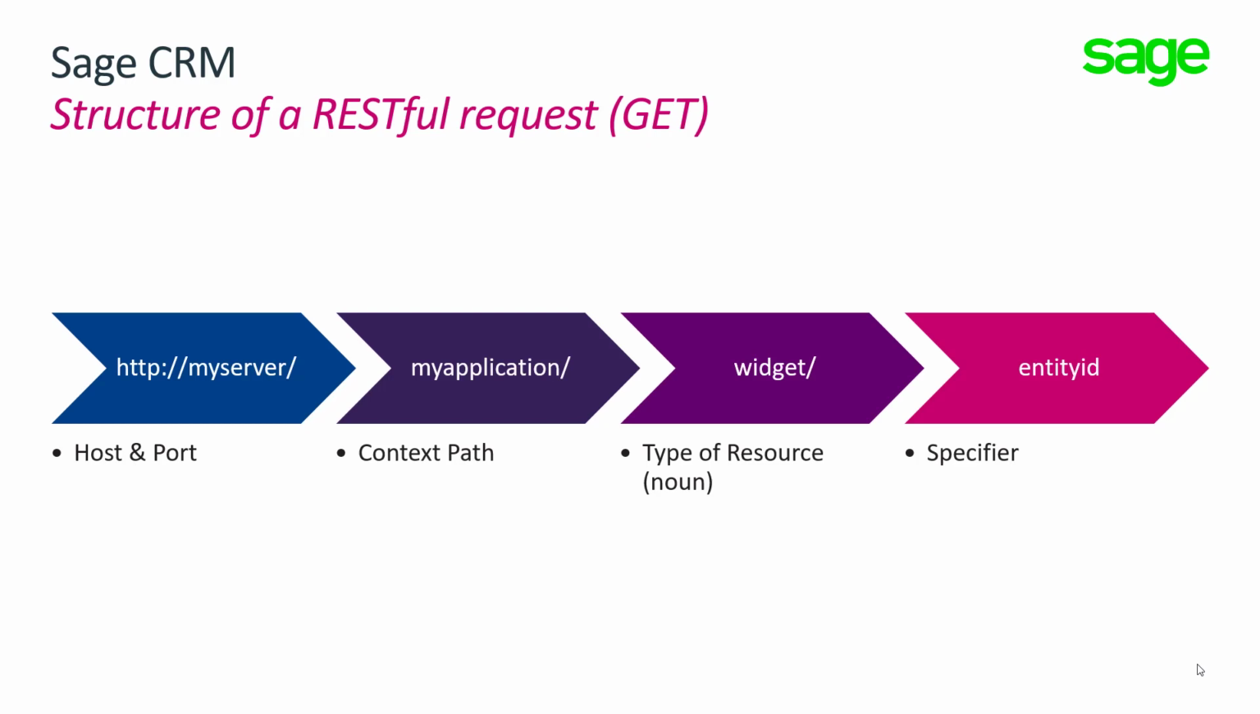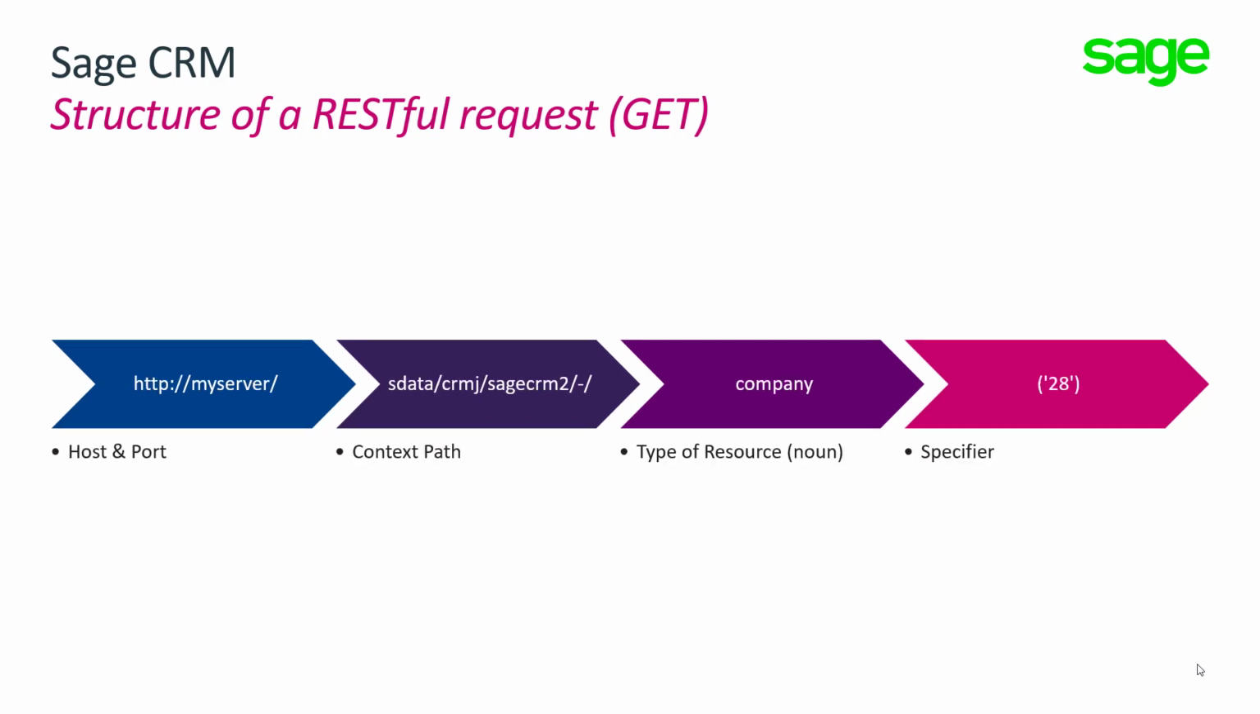And if we look at a more realistic representation of what's going on, we can see that this is the general structure to retrieve data from an individual company record. So we can see that it's got in here my server, sdata2, install name, Sage CRM, then into entity. And company is the type of the resource that we're going to, and we can think of that as a type of noun, and then 28 is the specifier indicating which individual company we want to get. So we know that we're finding the data because the HTTP verb is a get.